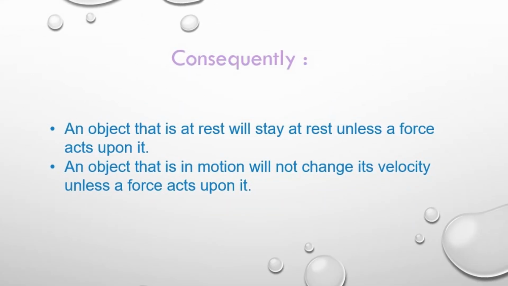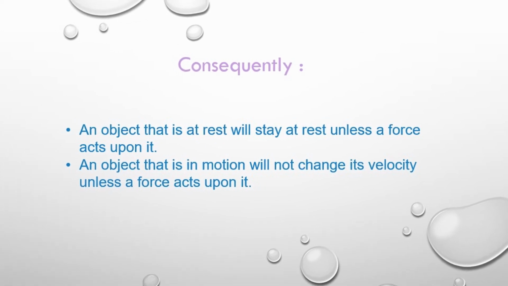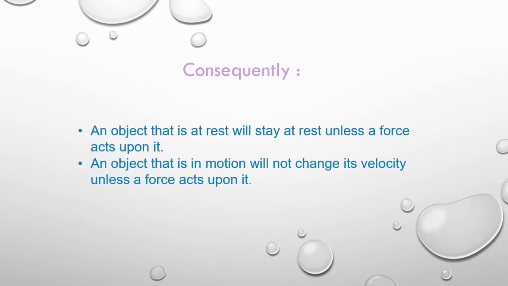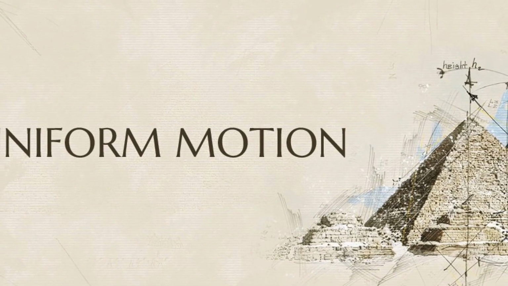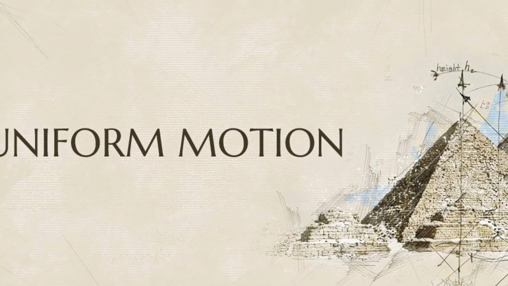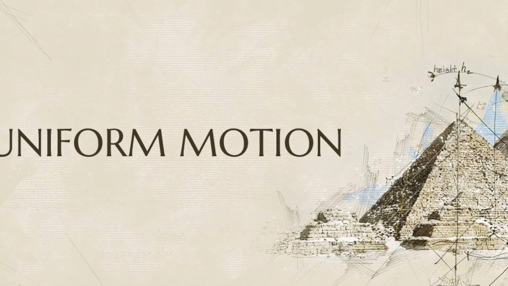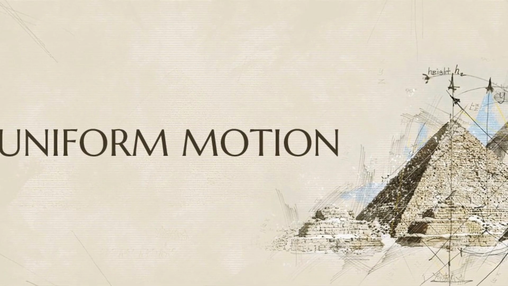Consequently, an object that is at rest will stay at rest unless a force acts upon it. Similarly, an object that is in motion will not change its velocity unless a force acts upon it. This is known as uniform motion. An object continues to do whatever it happens to be doing unless a force is exerted upon it. If it is at rest, it continues in a state of rest. If an object is moving, it continues to move without turning or changing its speed.